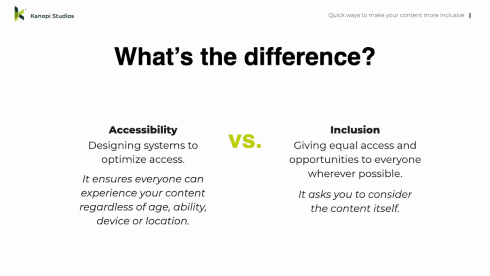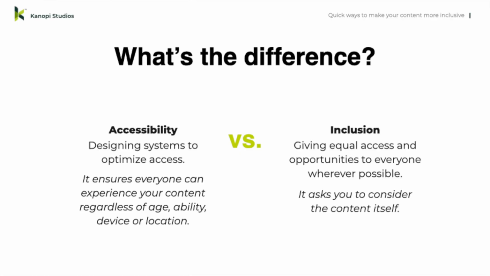So what is the difference between accessibility and inclusivity? One is sort of an umbrella for the other. Accessibility is really the designing of the systems to optimize the access so that you can ensure that everyone, regardless of age or ability or even location, what device they're using, can access your content. Inclusivity is more the larger umbrella and makes you want to give equal access to everyone wherever possible and asks you to consider the content itself.